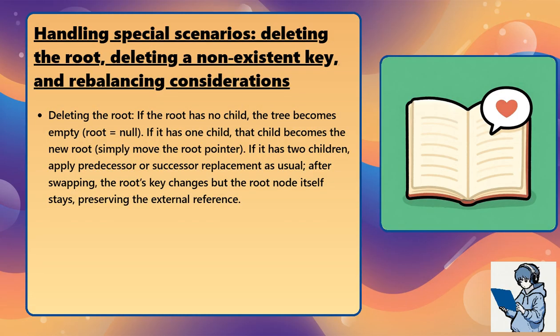Deleting the root. If the root has no child, the tree becomes empty, root equals null. If it has one child, that child becomes the new root, simply move the root pointer. If it has 2 children, apply predecessor or successor replacement as usual. After swapping, the root's key changes but the root node itself stays, preserving the external reference.